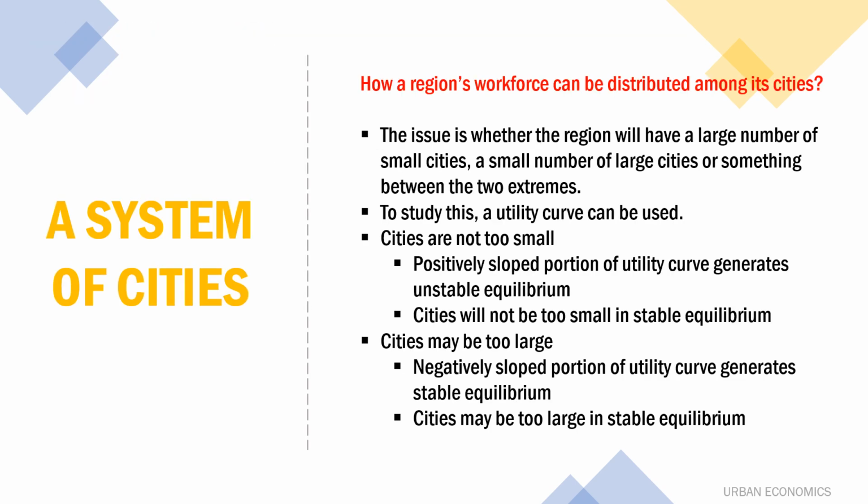Now a system of cities: how a region's workforce can be distributed among its cities. The issue is whether the region will have a large number of small cities, a small number of large cities, or something between these two extremes. To study this, the utility curve can be used. Cities will not be too small, because the positively sloped portion of the utility curve generates an unstable equilibrium. And cities may be too large, because the negatively sloped portion of the utility curve generates a stable equilibrium, and cities may be too large in a stable equilibrium.